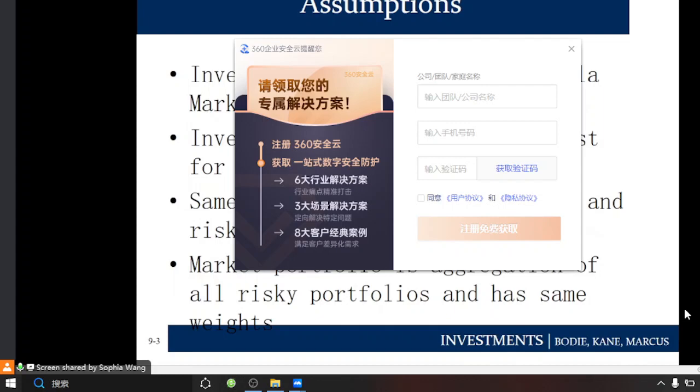It's a little different from the textbook. All investors plan for one identical holding period, but actually it's not true because different investors have different holding periods. And the third one, the same risk-free rate, the same CL and risky portfolio. We can see that it's also not true in the real market.